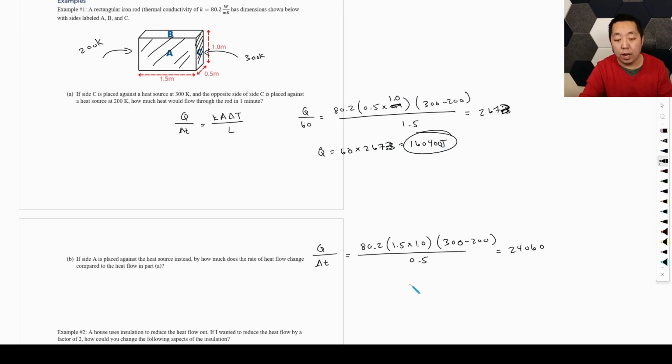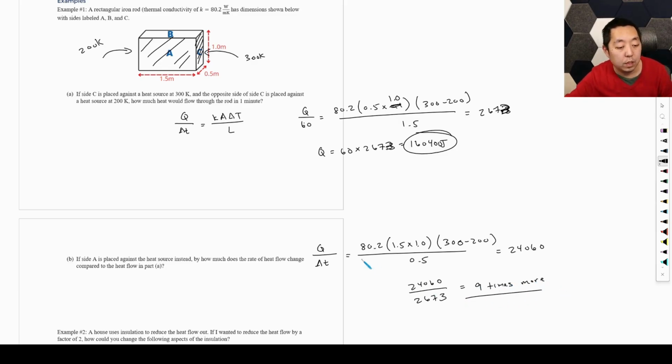So how much more is it? 24,060 divided by 2673 is like 9 times more. 9 times more.